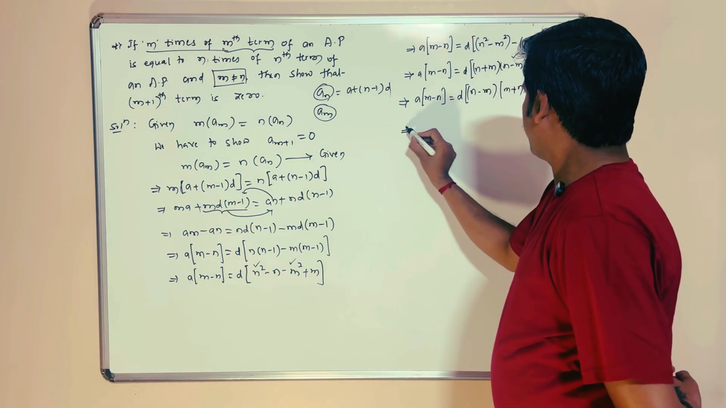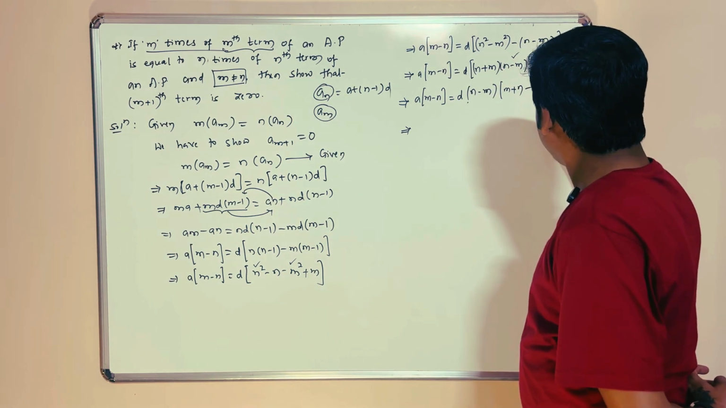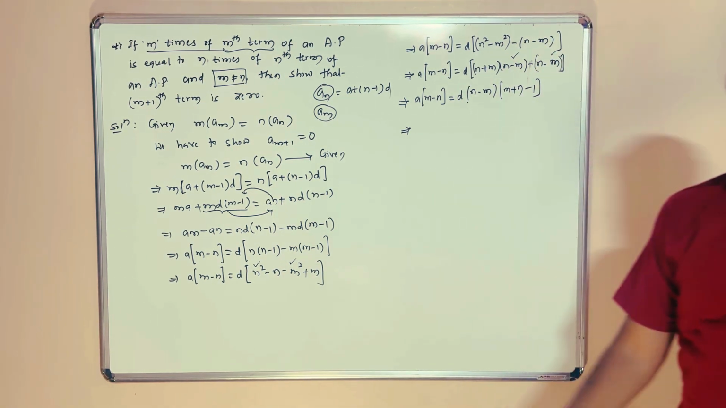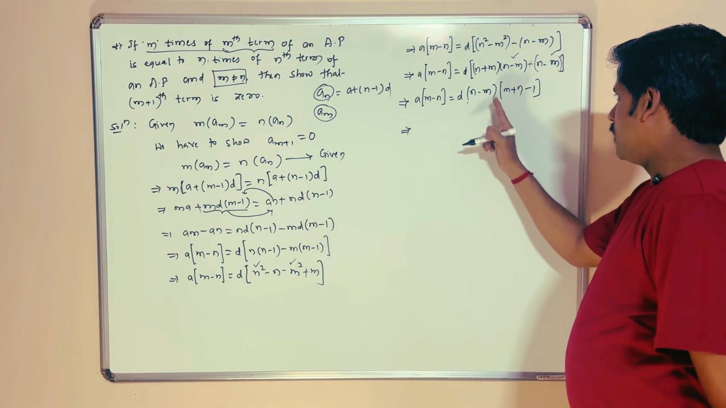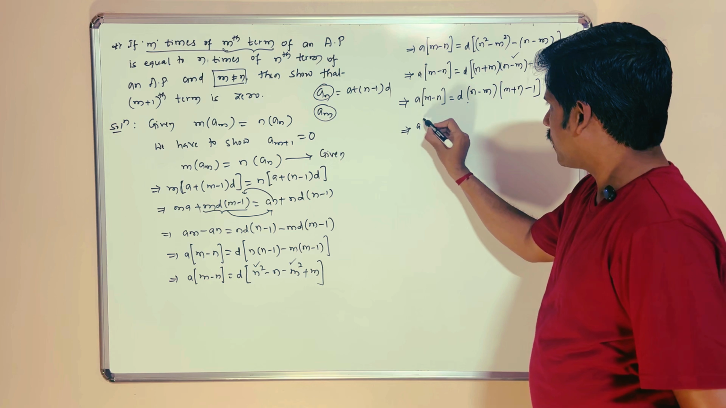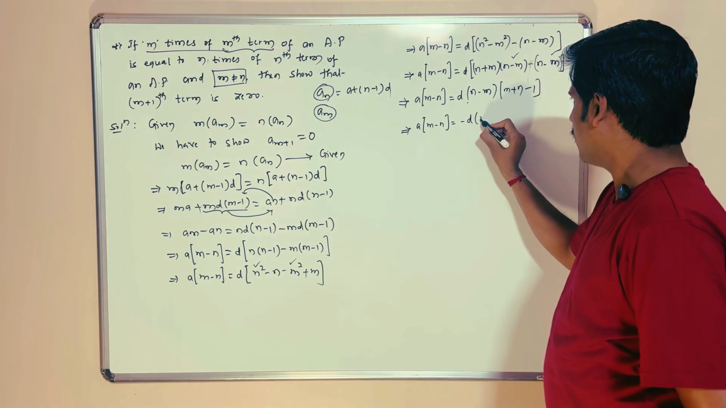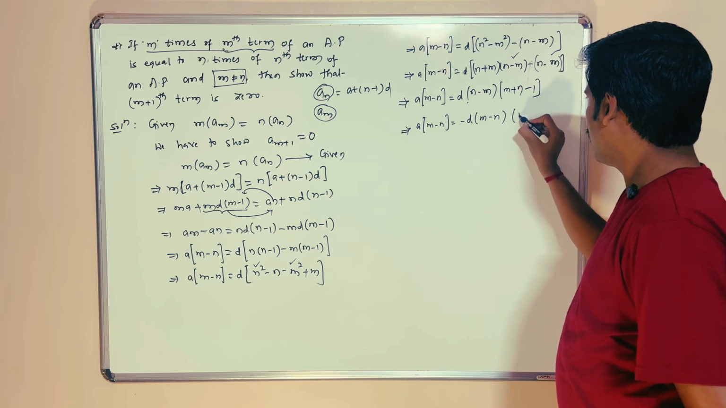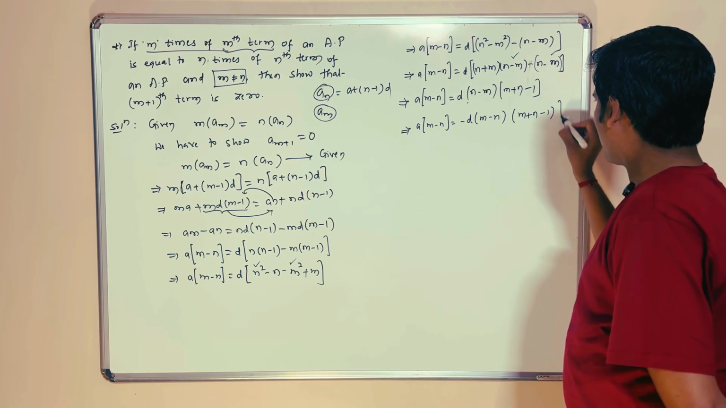Next, I will remove this bracket because all are multiplication only. All are in the form of product only. Here m minus n, here we have n minus m. Shall I take this one minus outside? a into m minus n is equal to minus d into m minus n and m plus n minus 1.